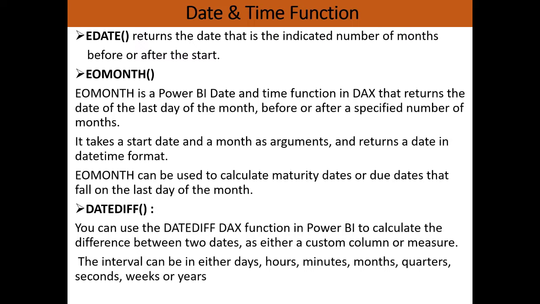Some of the important date and time functions are EDATE. Basically, EDATE returns the date that is the indicated number of months before or after the start date. After that, EOMONTH, that is the end of the month. It is a Power BI date and time function in DAX that returns the date of the last day of the month before or after the specified number of months. It takes a start date and months as arguments and returns a date in datetime format. EOMONTH can be used to calculate the maturity date or due date that falls on the last date of the month as well.